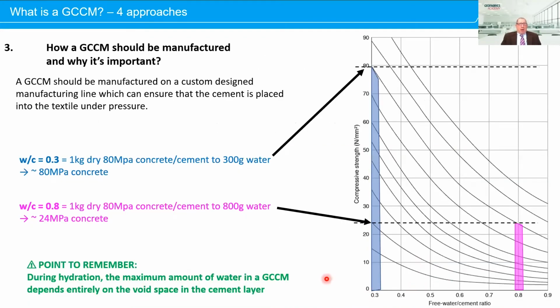Okay, so going back to this graph, remember that during hydration, when you put out a GCCM and you hydrate it, the maximum amount of water in a GCCM depends entirely on the void space in the cement layer. So you can't control the water cement ratio. It's purely dependent on the amount of voids in the GCCM cement layer, and then when you wet it, it's up to the void space how much water comes in contact with the cement layer.